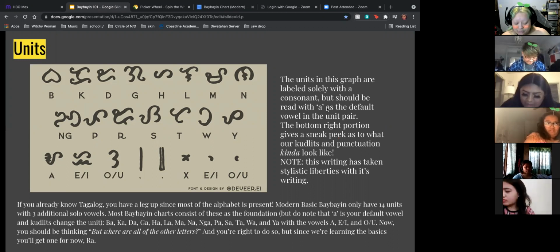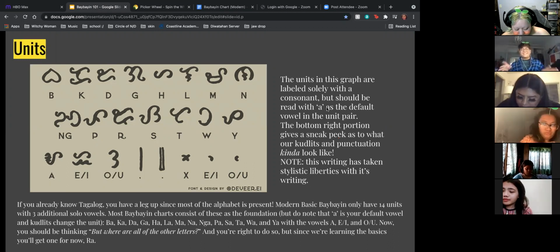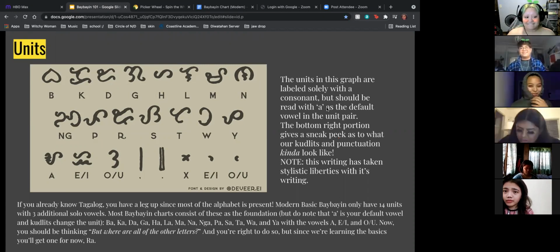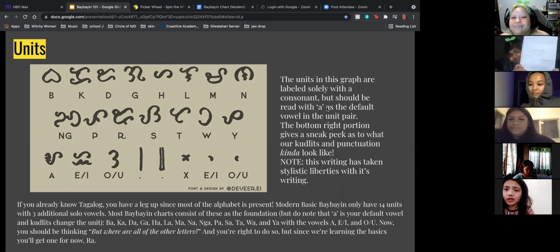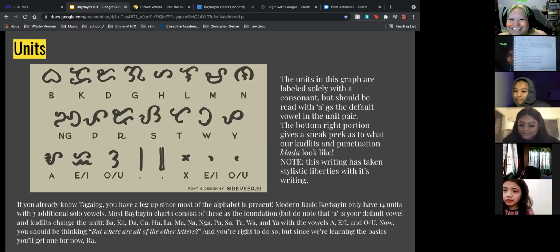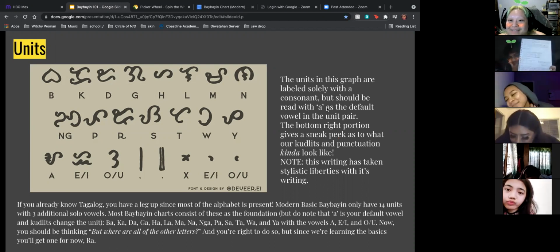Lupa would be, let me see. And then ba. Hangin, you would have. If y'all want to be witchy and funky, you can add it to your grimoire and you can incorporate it within your spells and sigil stuff. This is my grimoire. I just wanted to show it. It's all in Baybayin.